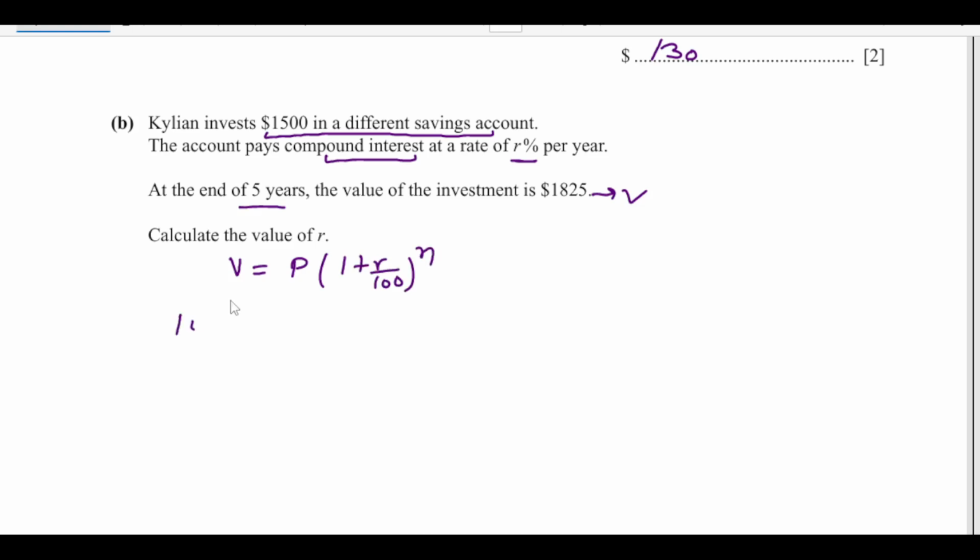So, the value of the investment is given, 1,825, and the principal is 1,500. So, 1 plus R, we do not know R, to the power n, where n is the number of years.